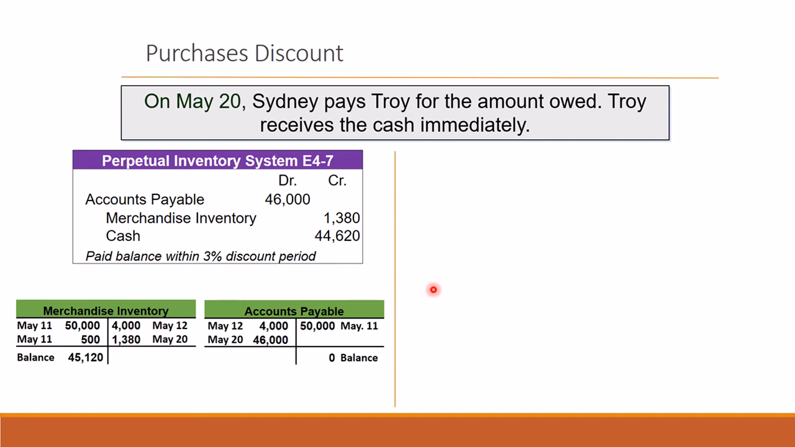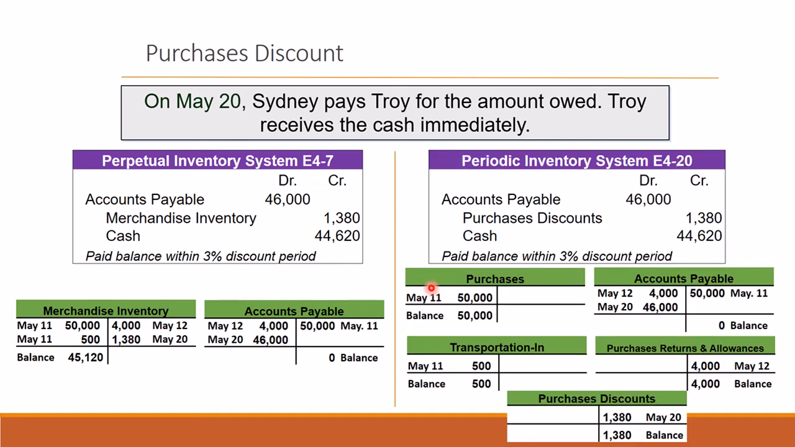In our periodic inventory system in exercise 4.20, on the other hand, you would credit the temporary account purchases discounts. So everything else is the same, the debit to accounts payable, the credit to cash, but instead of crediting merchandise inventory, we credit purchases discounts for $1,380. Like purchases returns and allowances, purchases discounts is a contra purchases account with a normal credit balance.